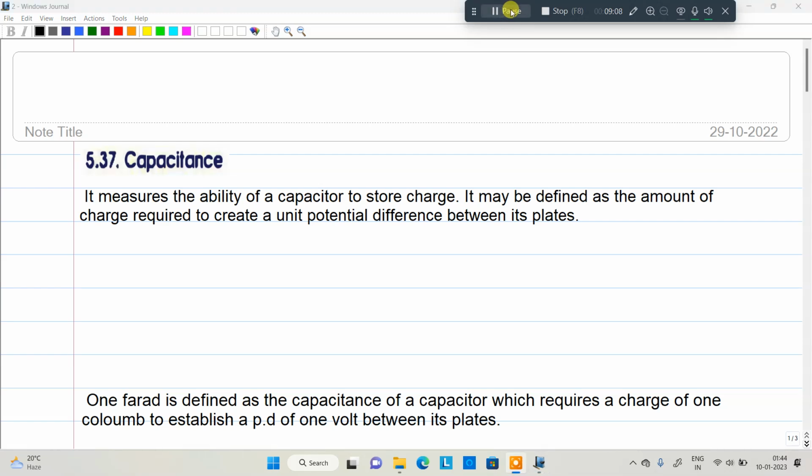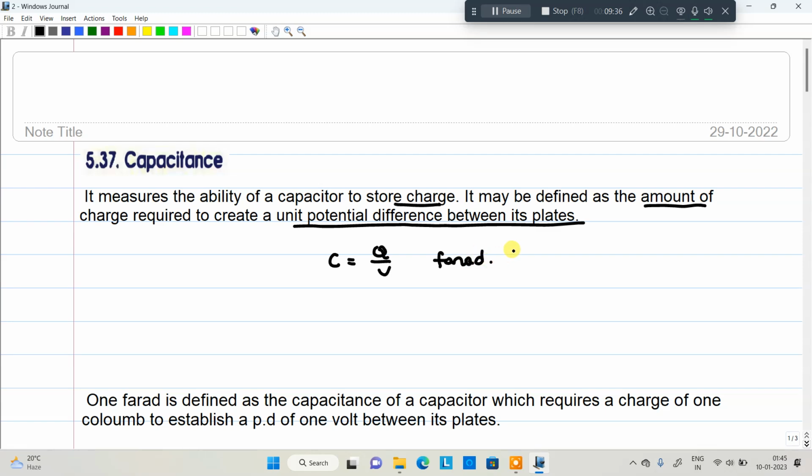In the case of capacitance, it measures the ability of capacitors to store charge. Capacitance may be defined as the amount of charge required to create unit potential difference between the plates. That is the definition of capacitance in general. That is C is equal to Q by V. Very, very important. Everyone remember, the unit of capacitance is farad.